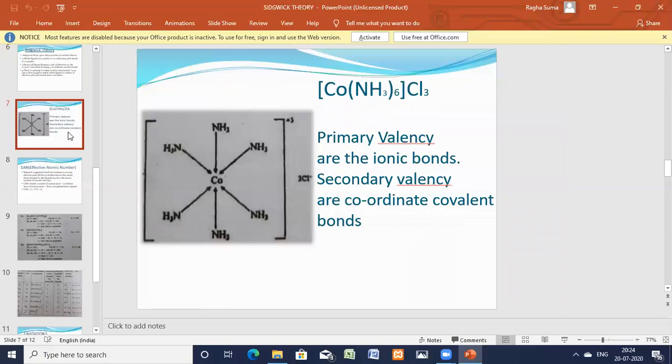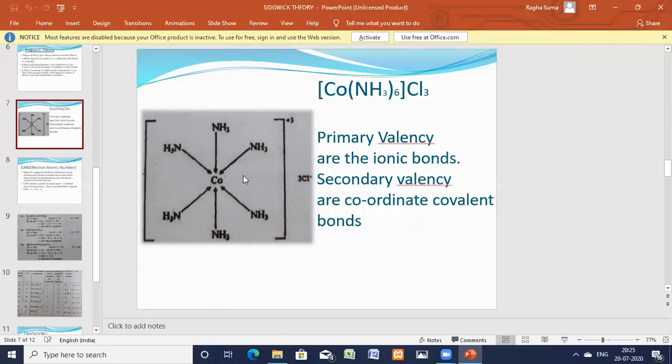Now we can see the complex here. In the hexamine cobalt chloride complex, you can notice the primary valency and the secondary valency. Similarly, as Werner explained, Sidgwick also explains the same primary and secondary valency. Primary valency is the ionic bonds outside the sphere. Whatever ions are there are ionic bonds and they easily break down. So the primary valency is the ionic bonds, and those within the sphere are the secondary valency.